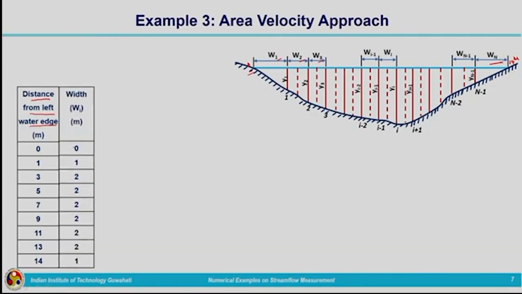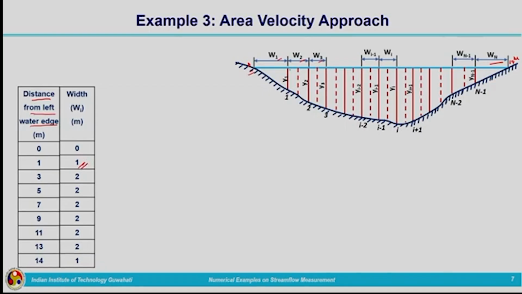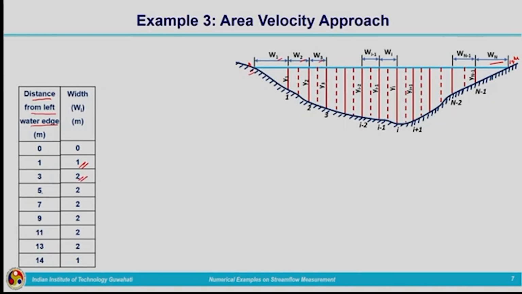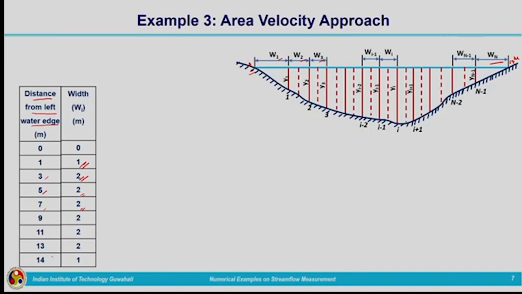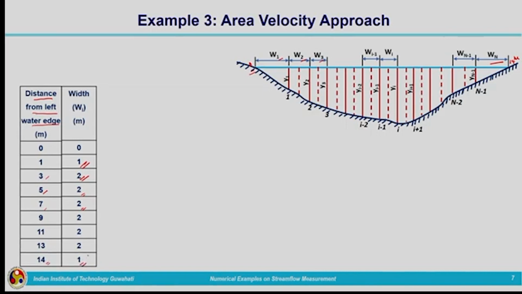It can be calculated as, the first one will have 0 to 1, so the width will be 1 meter, and 1 to 2 it will be 3 minus 1, which is 2 meters. In a similar way, for the remaining widths, it will be 5 minus 3, 2 meters, 7 minus 5, 2 meters. That way, when we reach the last point, that is the right bank, the width will be 14 minus 13, which is 1 meter. So, each width we have tabulated over here. These are the widths of the sections.